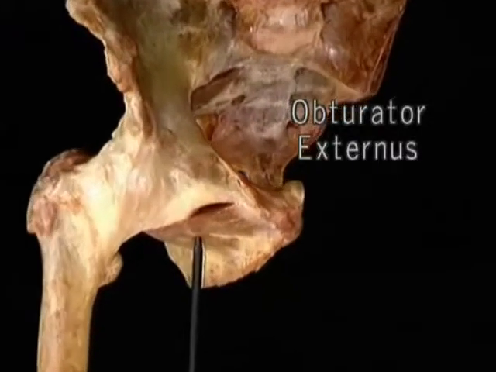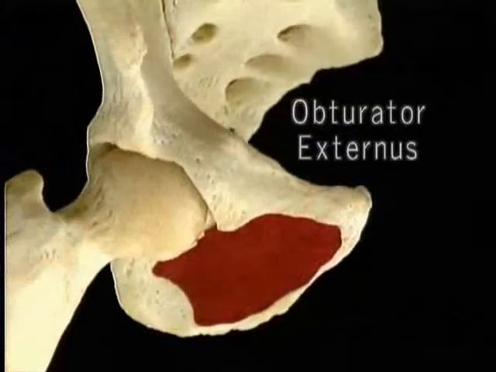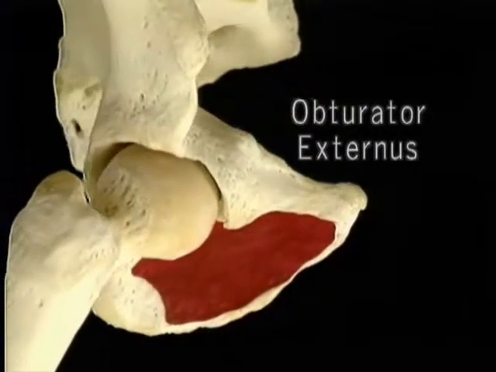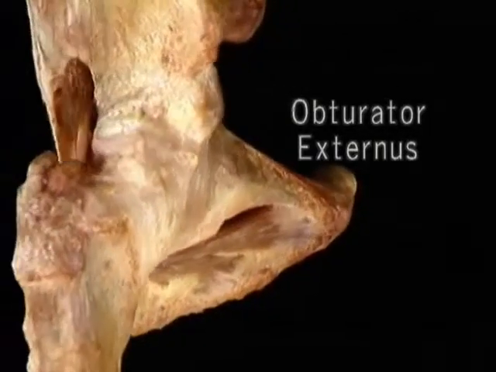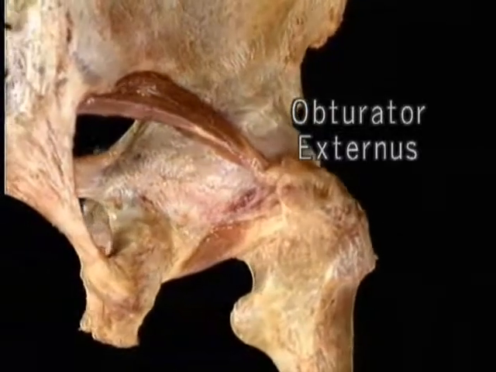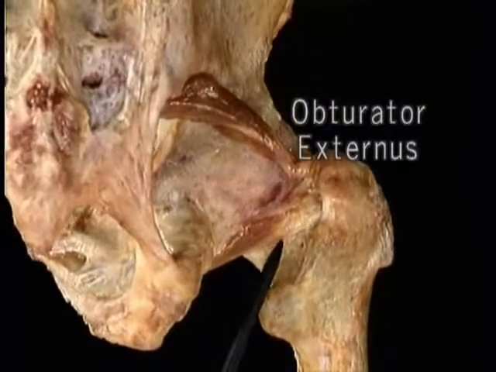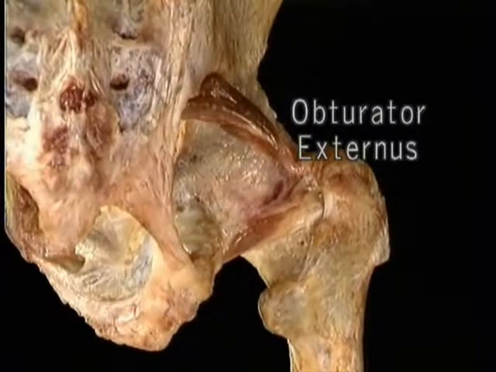Now we'll look at the two obturator muscles, obturator internus and externus. They lie on each side of the obturator membrane. Here's obturator externus. It arises from the obturator membrane and from the adjoining edge of the ischiopubic ramus. Obturator externus passes backward just beneath the neck of the femur. Here's its tendon, passing laterally to reach its insertion here, below piriformis.